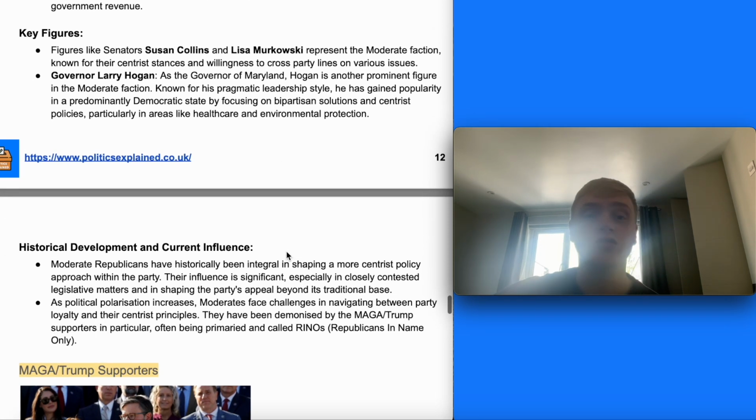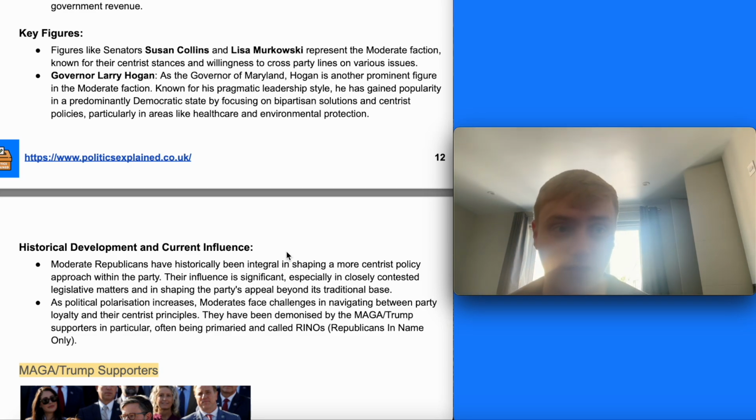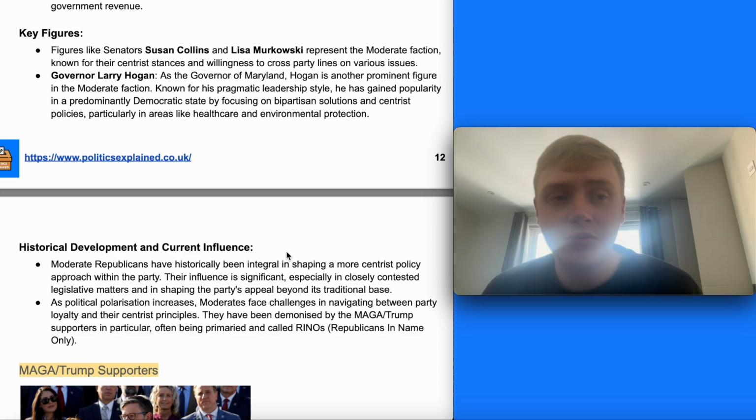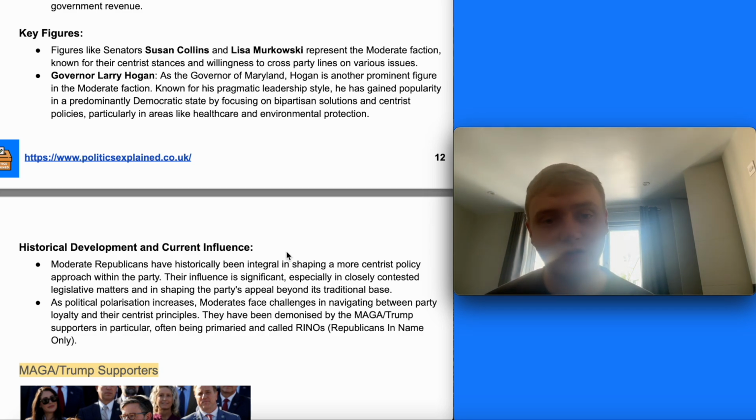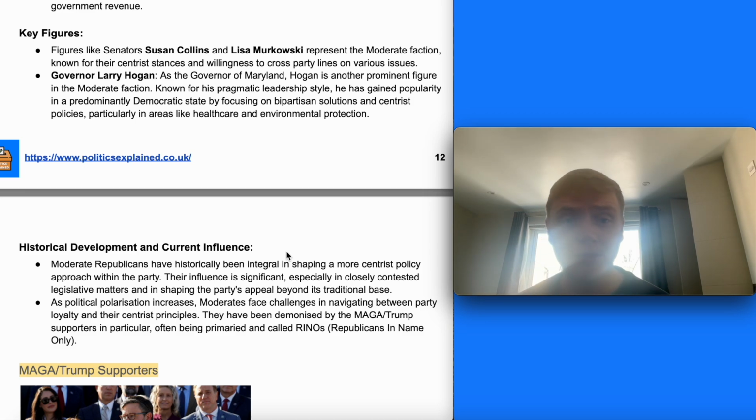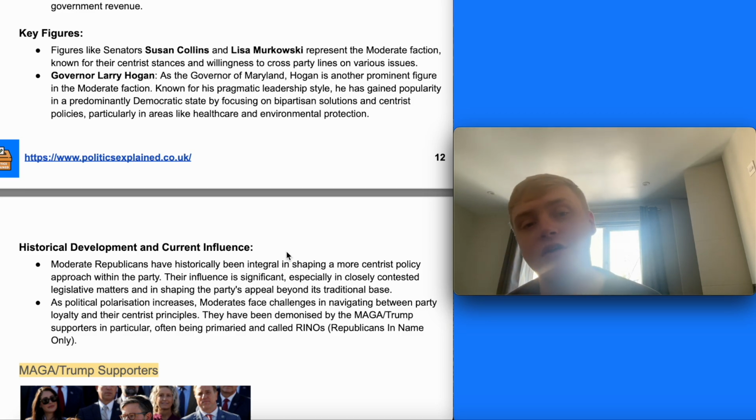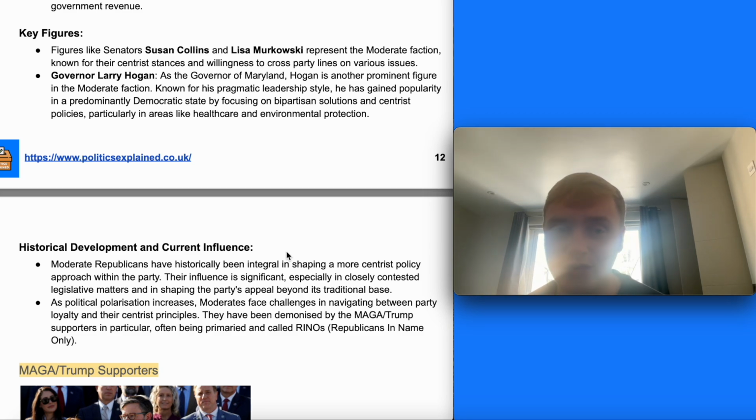Figures like Senators Susan Collins and Lisa Murkowski represent the moderate faction, known for their centrist stances and willingness to cross party lines on various issues. Governor Larry Hogan is also an important figure as the governor of Maryland. Known for his pragmatic leadership style, he's gained popularity in a predominantly Democratic state by focusing on bipartisan solutions and centrist policies, particularly in areas like healthcare and environmental protection.